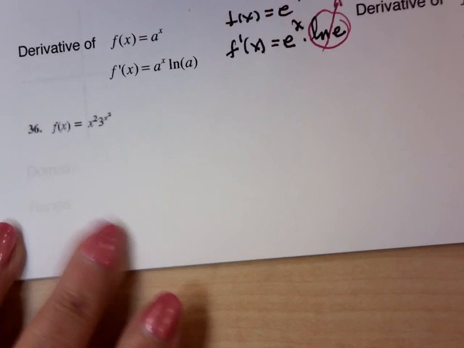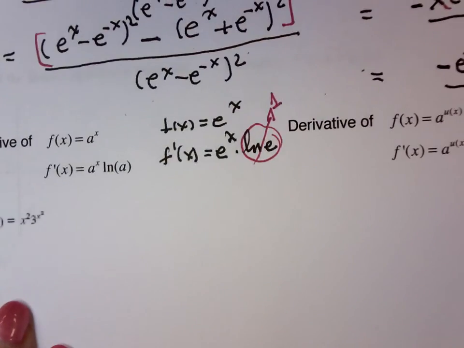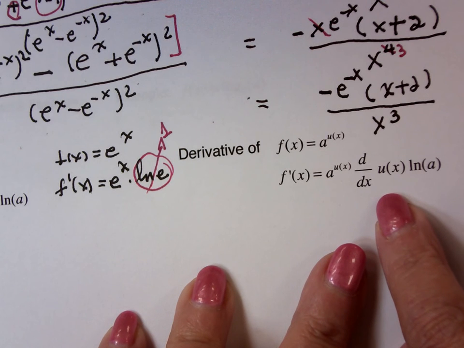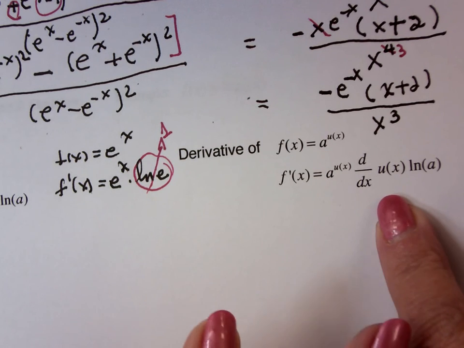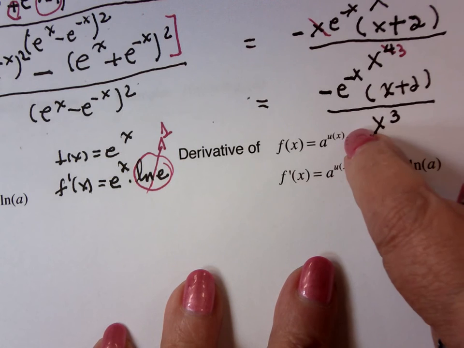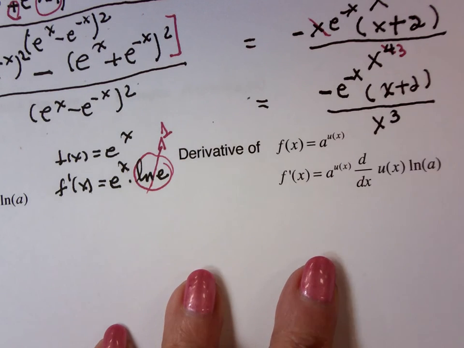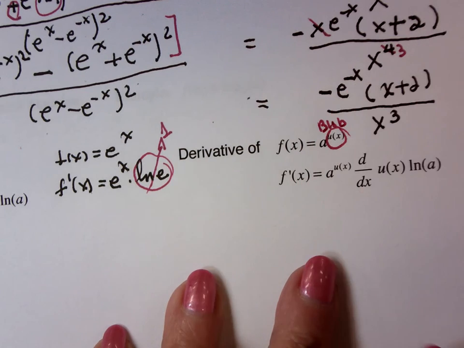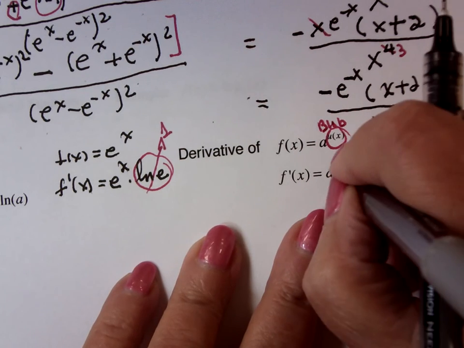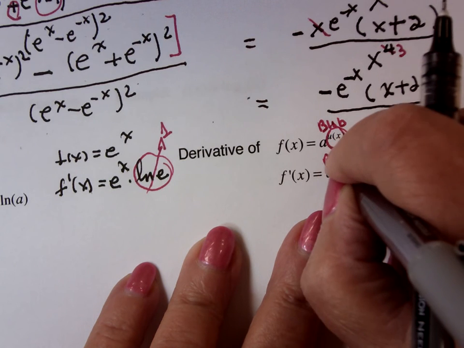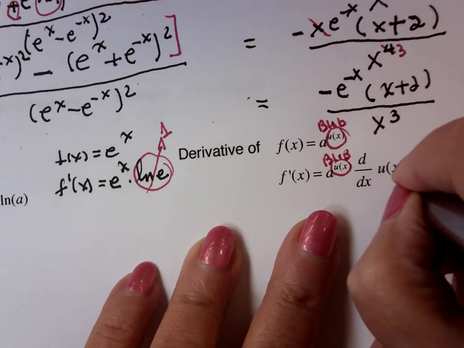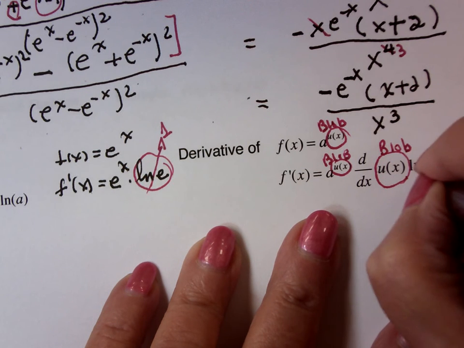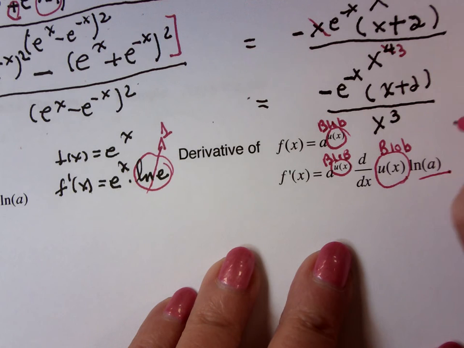So if I take a look at, oh, by the way, let's do this guy. Here's your one with chain rule. If f of x is equal to a to the blob, so you kind of think of this as blob, then f prime is a to the blob times the derivative of the blob times the natural log of the base.